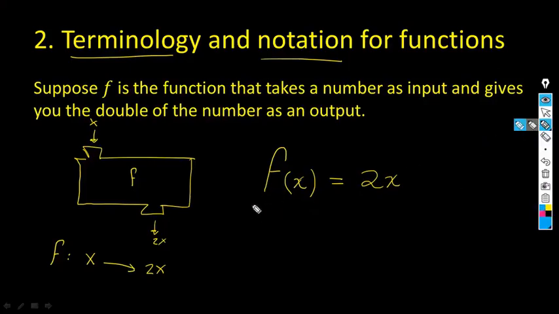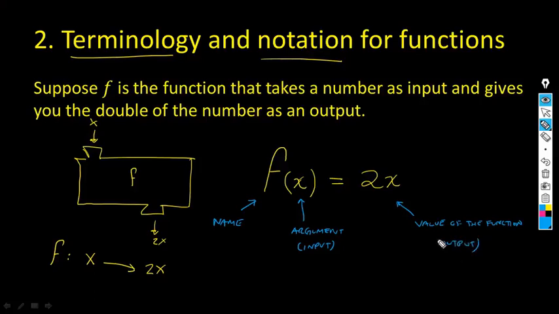This is the name of the function. This is what is known as the argument of the function. So basically it's the input. When you listen to the word argument or you read it, that's basically the input. And all of this is known as the value of the function, or the output for this specific input. So let me tell you how this works.